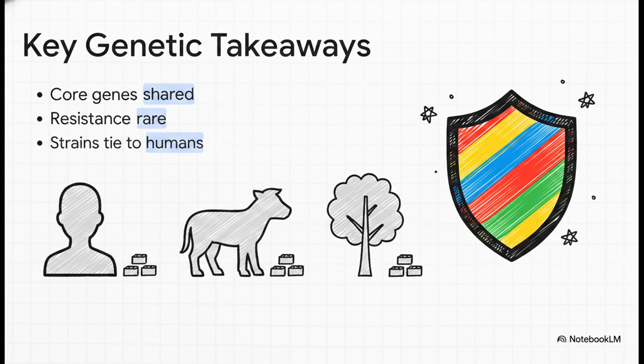But when we look at combinations that include the blaSHV or blaTEM beta-lactamase resistance genes, they're rare, and when they do pop up, they are heavily associated with the human-derived samples. So humans represent the much higher risk subgroup here.